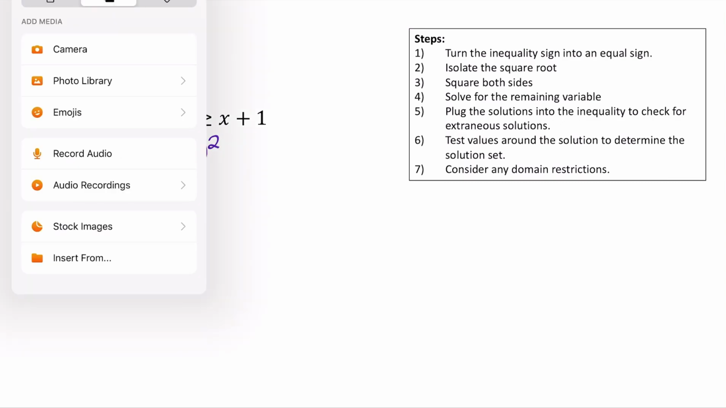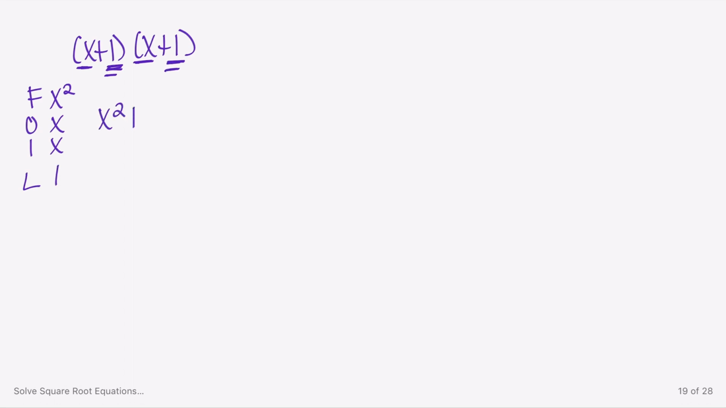So now I need to expand out this (x plus 1) squared. To do that, I'm going to have to do (x plus 1) times (x plus 1). I'm going to FOIL it. So first times first gives me x squared. Outside is x times 1, which is just x. Inside is 1 times x, which is just x. And then last is 1 times 1, which is just 1. So I have x squared plus x plus x plus 1, which gives me x squared plus 2x plus 1.